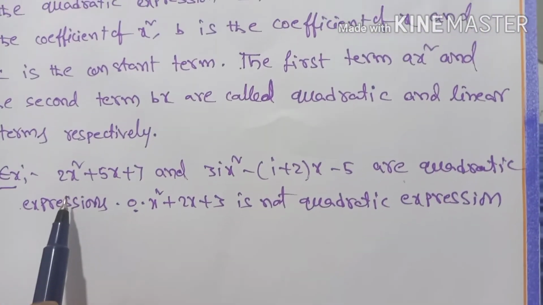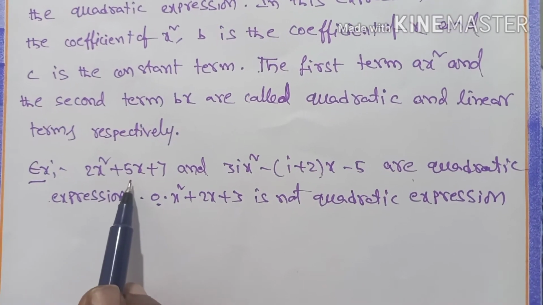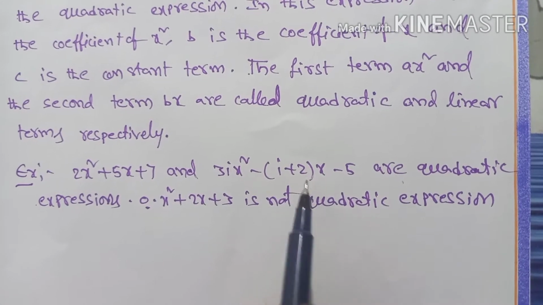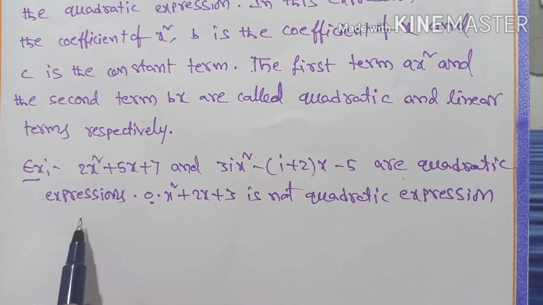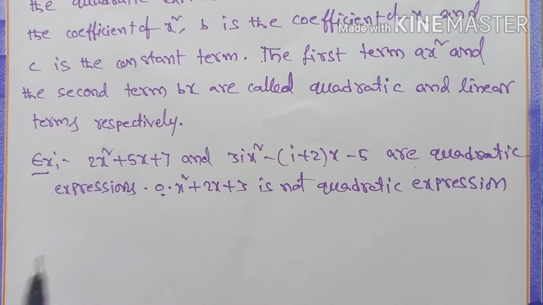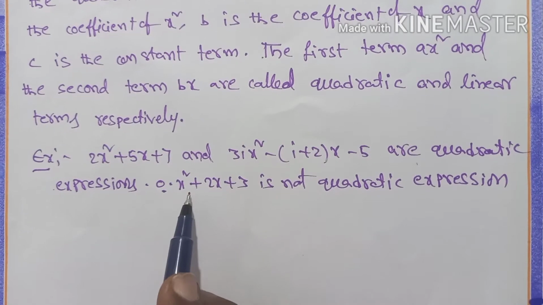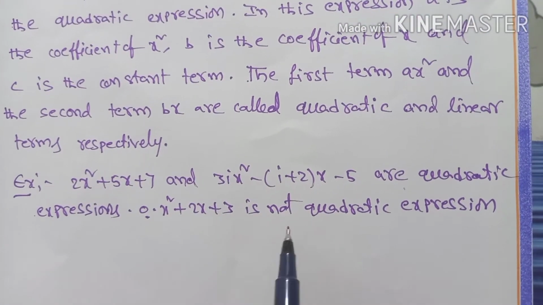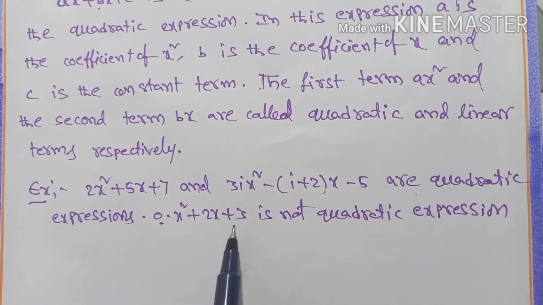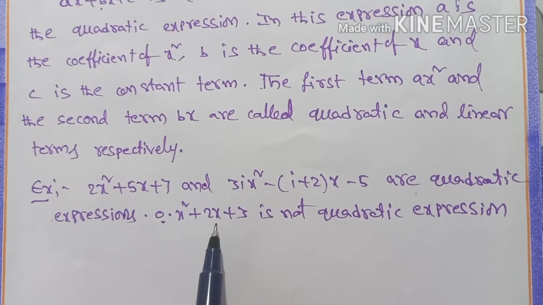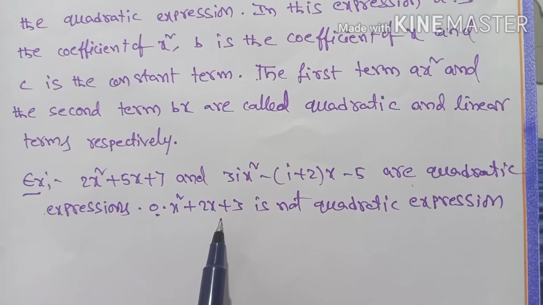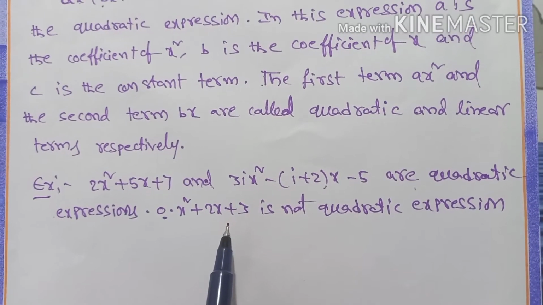Now example of quadratic expression: 2x square plus 5x plus 7 and 3x square minus (i plus 2) into x minus 5 are called quadratic expressions. In these two expressions, coefficient of x square is not equal to 0. Here 0 into x square plus 2x plus 3 is not a quadratic expression, it is a linear expression. Why? Because coefficient of x square is 0. 2x plus 3 is a linear expression, not a quadratic expression.